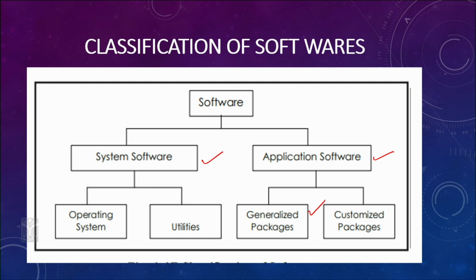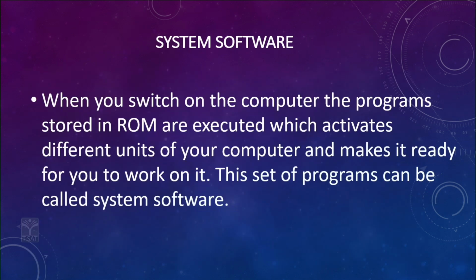Now, we will see one by one what is an operating system, what are the different kinds of operating system, what are utilities and what are the generalized packages. We will discuss each and every one. First, system software. What is system software? When you switch on the computer, the programs stored in read-only memory are executed, which activate the different units of your computer and make it ready for you to work on it. This set of programs can be called system software.